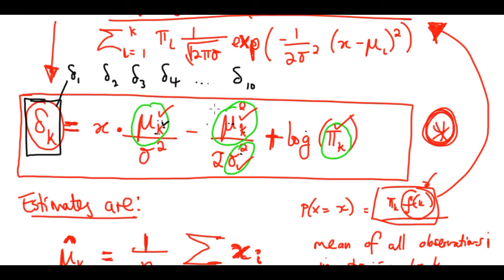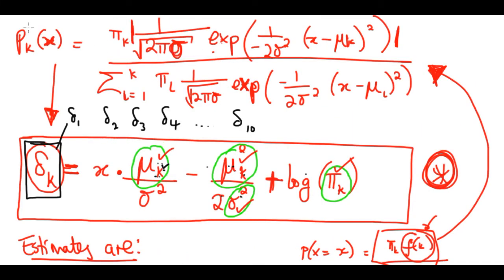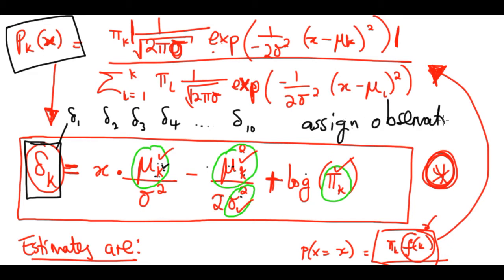And we will be smart because we rewrote this. Originally we would say we want to assign this observation to the class that has the biggest probability, but because we rewrote the probability and created this parameter delta, we are going to assign the observation to the class with the maximum delta, whatever that delta is going to be.